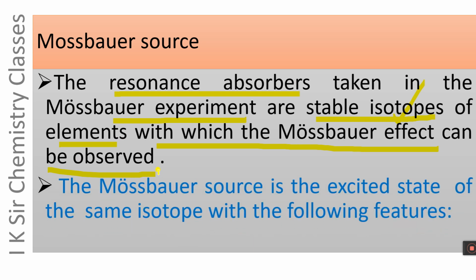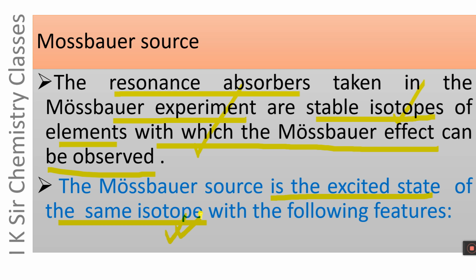And what is the Mossbauer source? The Mossbauer source is the excited state of the same isotope. Same isotope means the isotope used as absorber, and the source is the excited state of the same isomer. That is, the absorber and the gamma ray source both are isomeric.